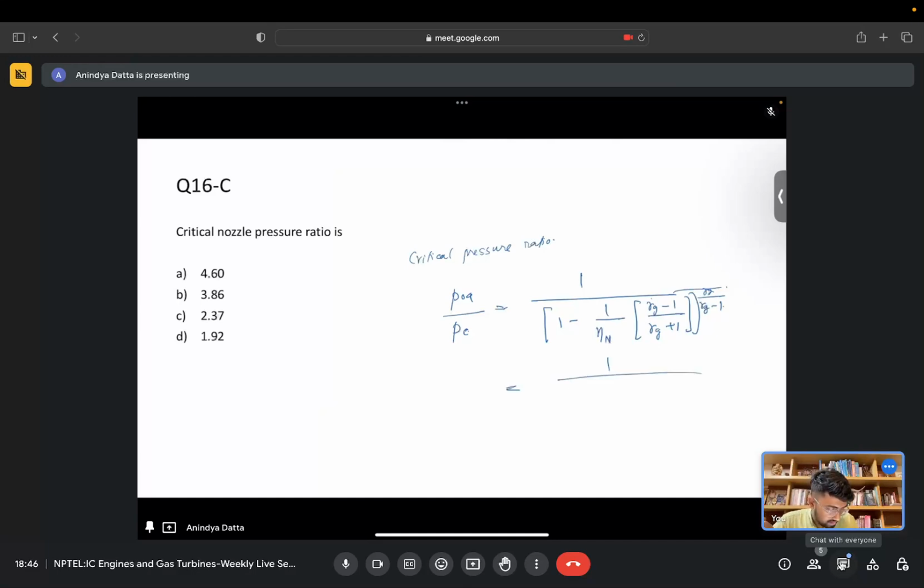This is 1 by 1 minus 1 by eta nozzle, which is 0.95, gamma G is 1.33, 1.33 plus 1, whole to the power 1.33 divided by 0.33. So the critical pressure ratio will come out as 1.92. To repeat, what is the critical pressure ratio? It is the stagnation pressure divided by the exit pressure for the case when the flow at the exit of the nozzle is sonic, or choked.